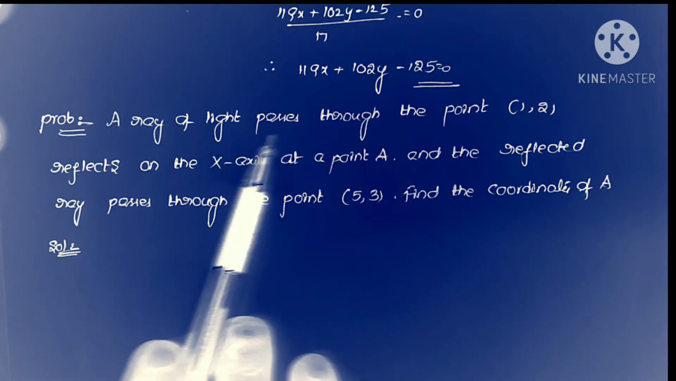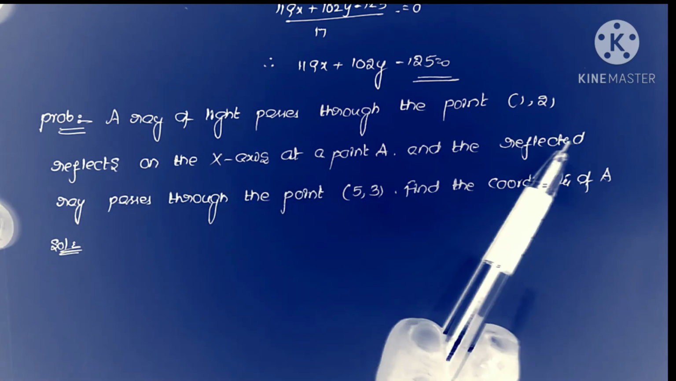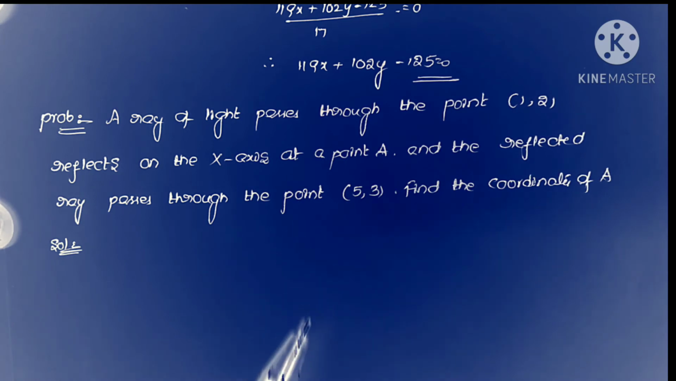Next problem. A ray of light passes through the point 1, 2, reflects on the x-axis at a point A, and the reflected ray passes through the point 5, 3. Then find the coordinates of A.